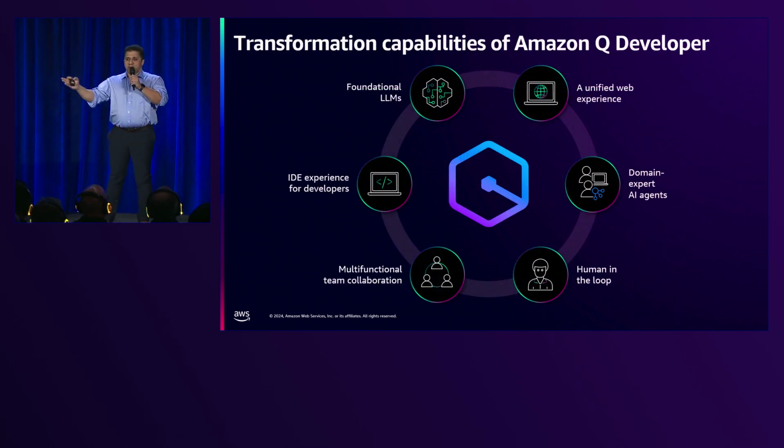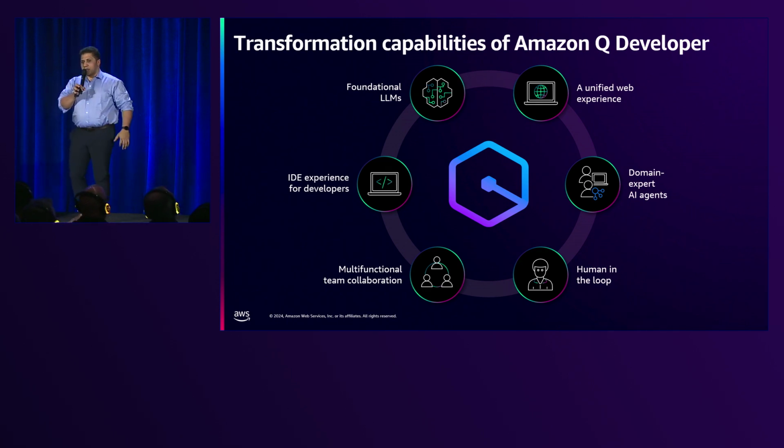So in our keynote, Matt Garman announced Amazon Q Developer's transformation capabilities for .NET. I want to share some things about how we think of them, and then we will show you the product in action.